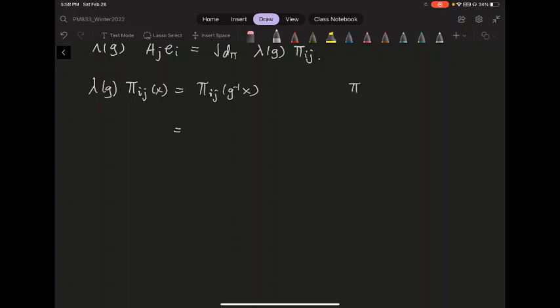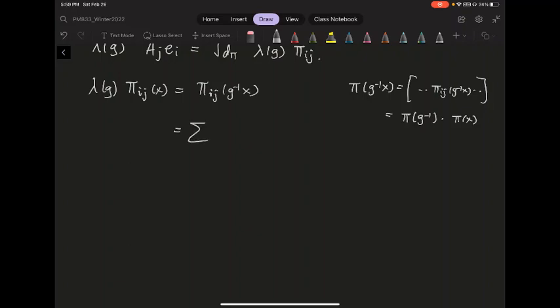So this is essentially pi of the g inverse x. You can think about the ij entry as the pi ij of g inverse x. Okay, and because pi is a unitary representation, this is going to be equal to pi of g inverse multiplied by pi of x. They are basically two n by n matrices. You multiply them together and try to find the ijth entry. And this is not hard to see.